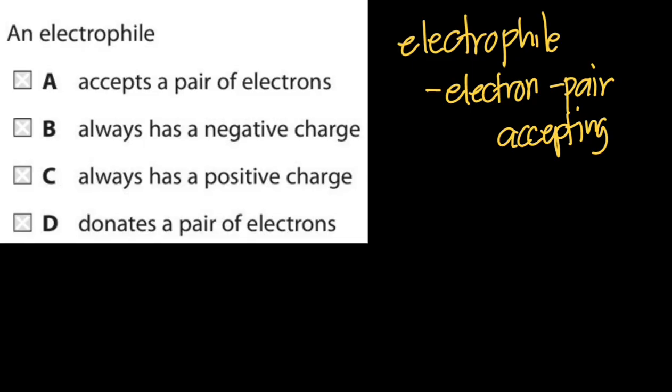So among the choices here, we have letter A, accepts a pair of electrons. So that should be the answer. So again, an electrophile is an electron pair acceptor and attracted to electrons.